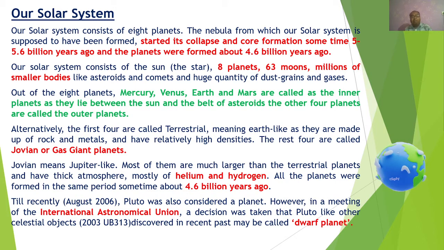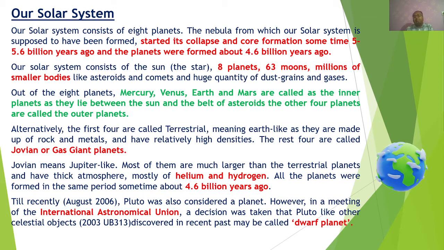And the other 4 planets are called outer planets. Okay, so after Mars, you can see a very beautiful belt of asteroids, and after that the remaining 4 planets. Alternatively, the first 4 are called terrestrial planets.